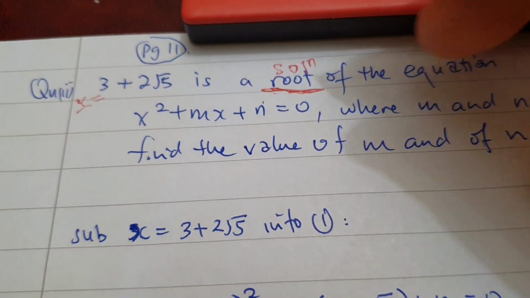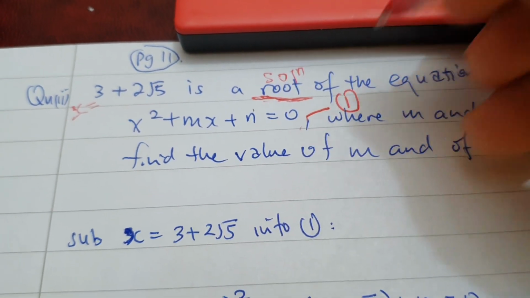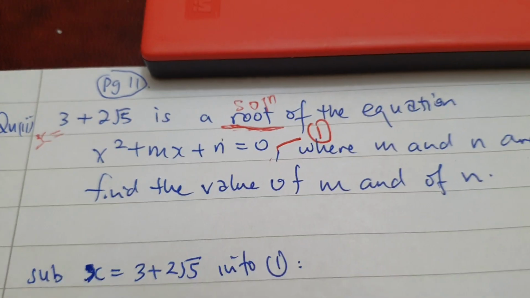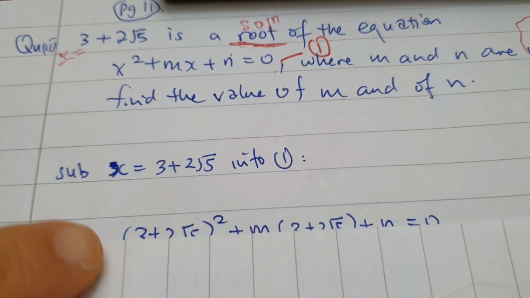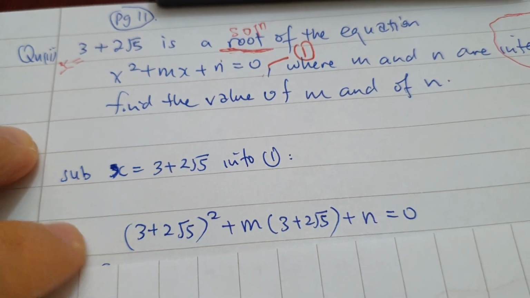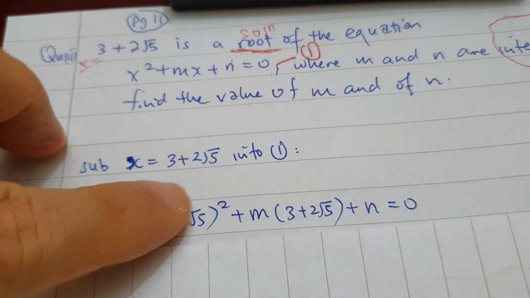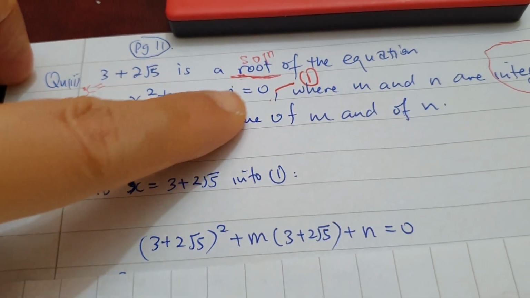I'm calling this equation 1. To save time, I don't want to copy this equation, I'll just label it 1. You can do that in the O levels also. Then just show this particular substitution. This is important because this will give you the method mark, because this shows that you know what a root means.